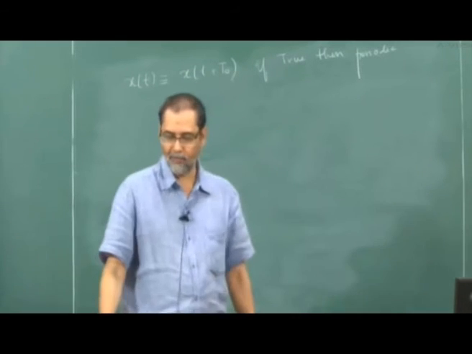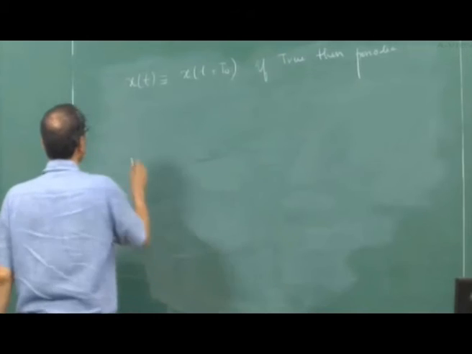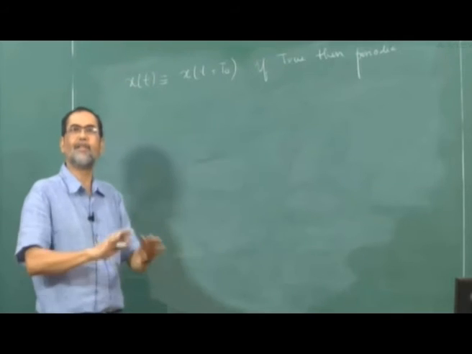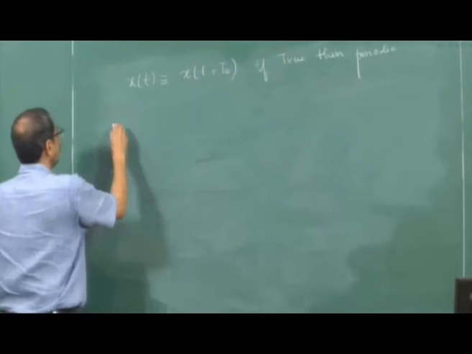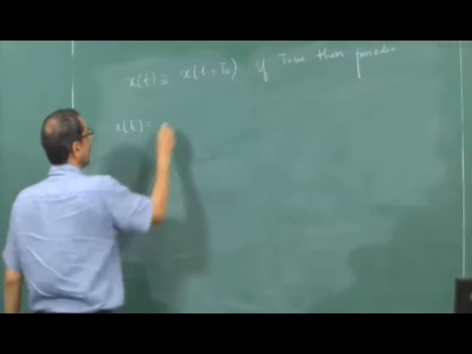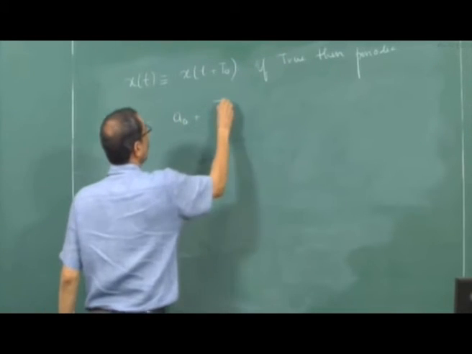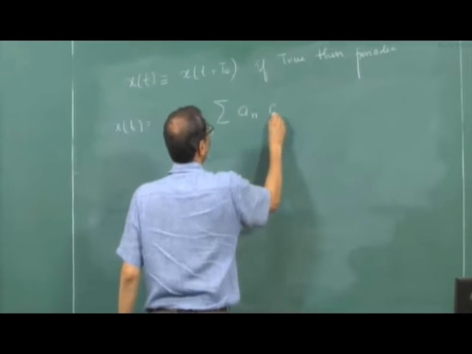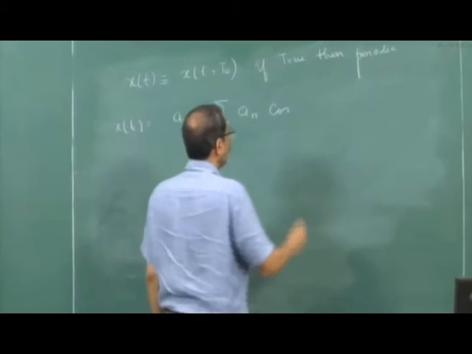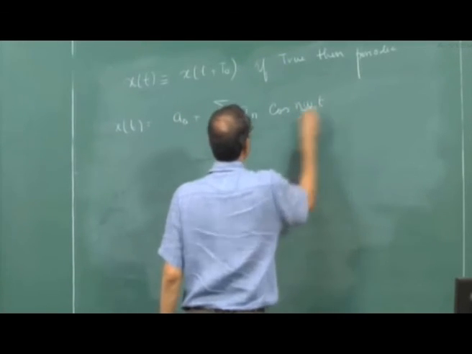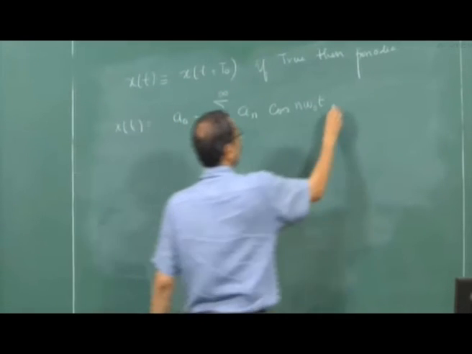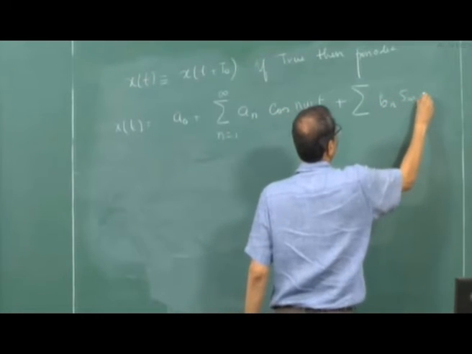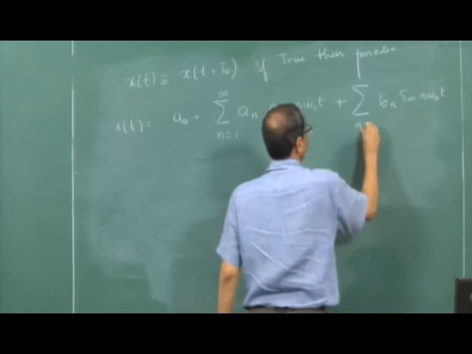There are some interesting stories about Fourier. I'll talk about that. So Fourier said, if x of t satisfies this property, if x of t is periodic, then x of t can be written as a naught plus a n cosine n omega naught t, n goes from 1 to infinity, plus bn sine n omega naught t, n goes from 1 to infinity.